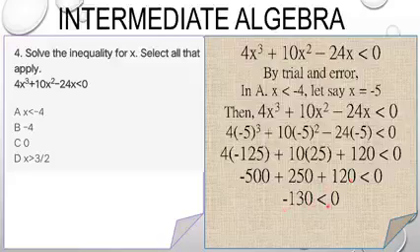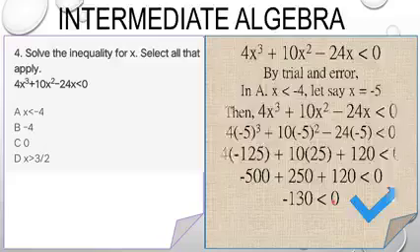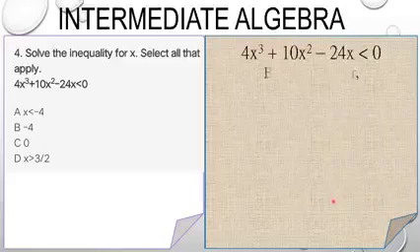Is it less than 0 pa? Okay, tama. Yung negative 130 ay mababa compared sa 0. So, letter A is one of the correct answers. Okay, tingnan natin yung other options. Proceed tayo sa letter B.